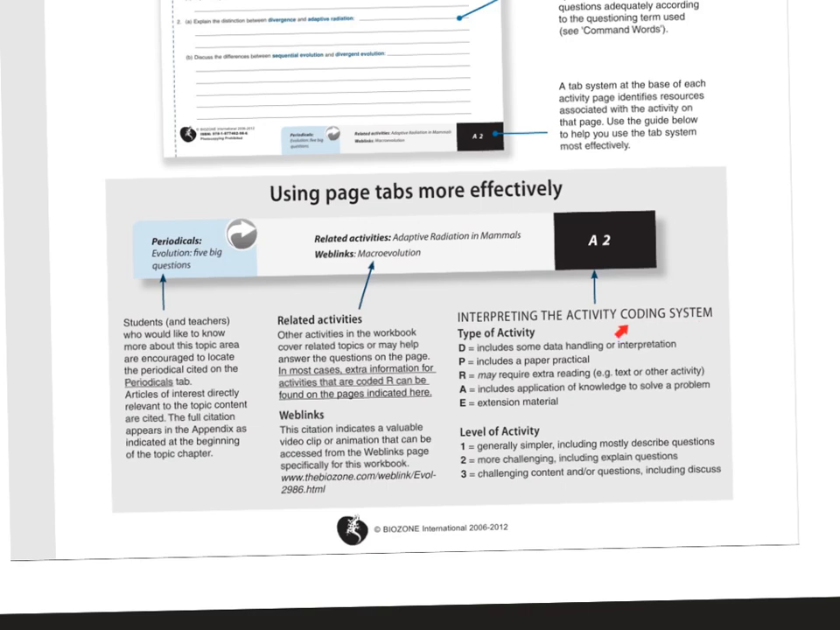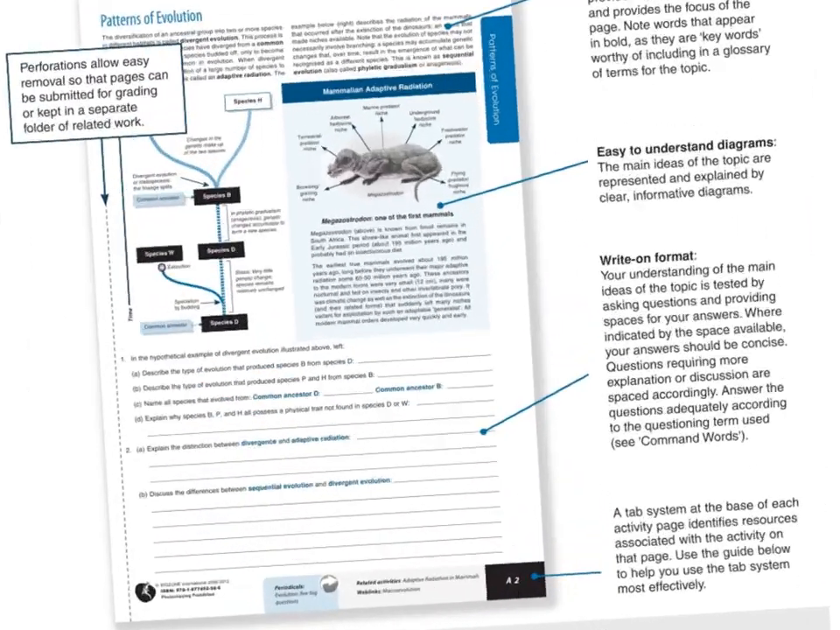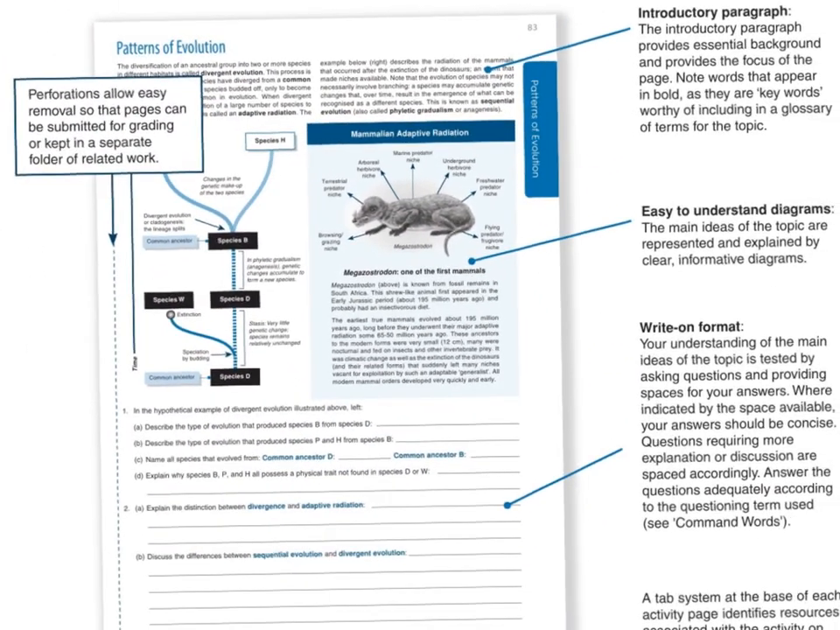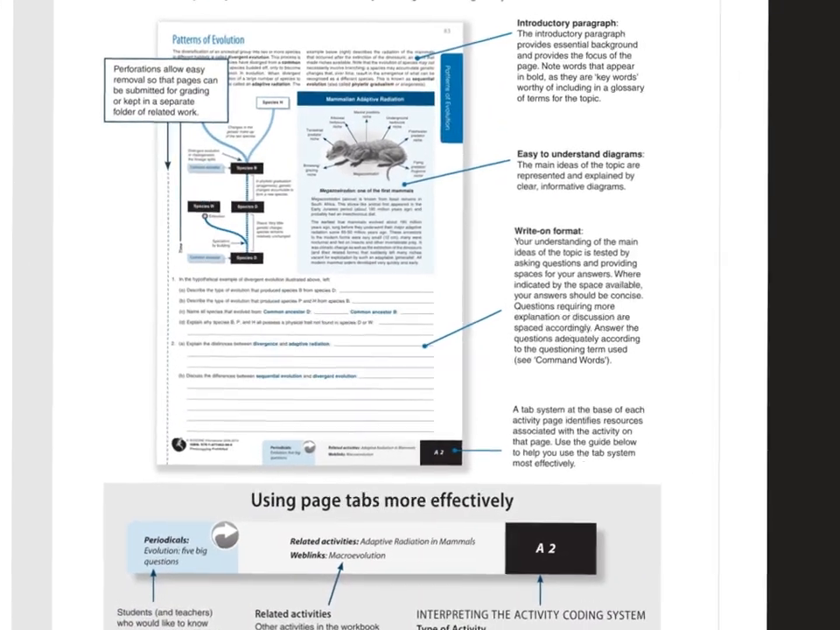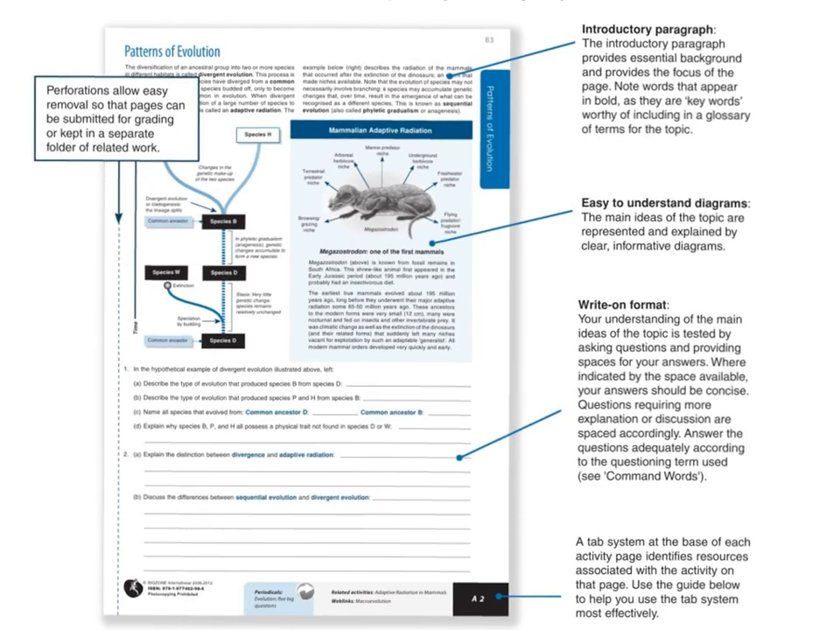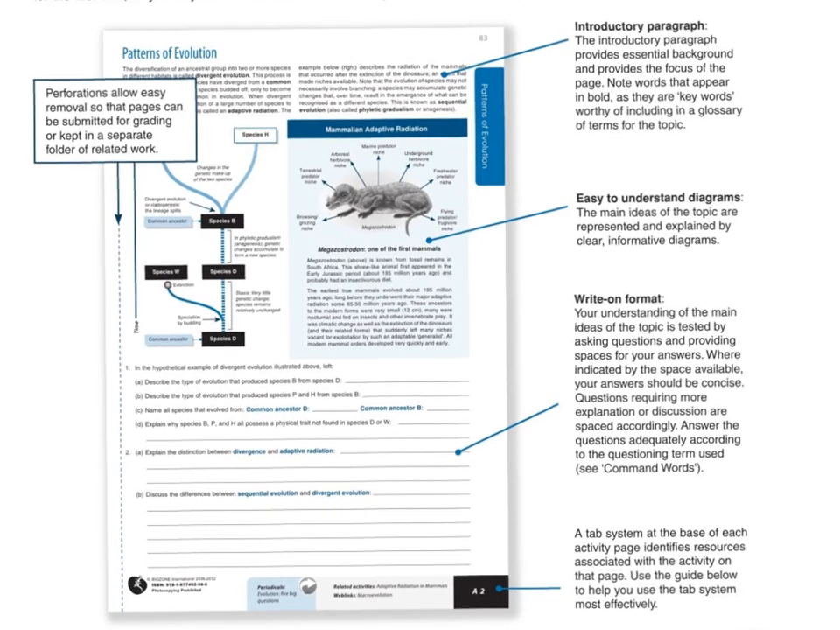Interpreting activity coding system, right? So A includes application of knowledge to solve a problem, right? So when you are looking at a problem like this, an A level activity, what you're doing is you're looking at an application of what you should have learned from the video, from the chapter, from this reading. And if you're able to answer these questions, then that's part of the way that you check your answer.